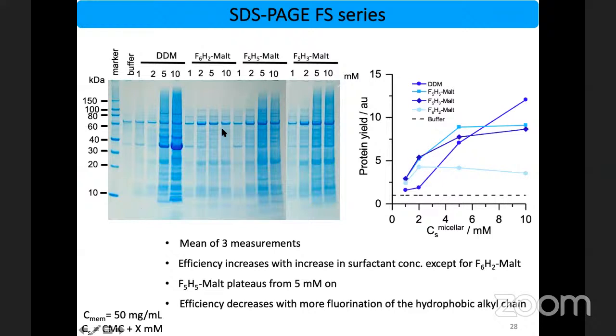And we observe that as fluorination increases, the efficiency of solubilization decreases. But for these two particular compounds, they showed solubilization that is comparable to that of DDM. And we presented this graphically, so we know the protein yield of this surfactant, how much protein they are able to solubilize.